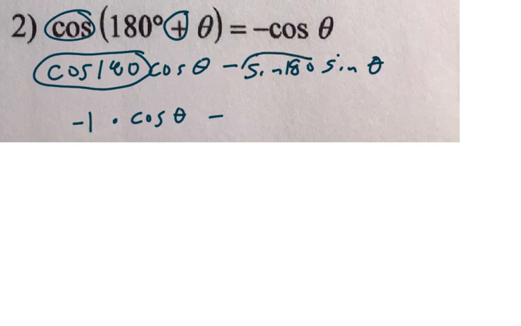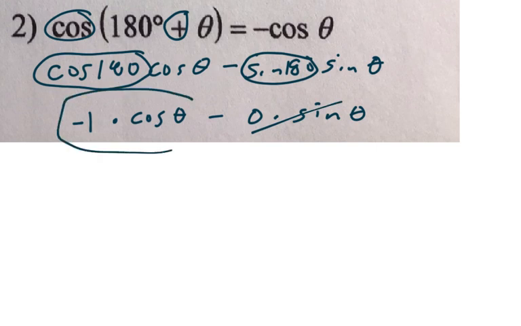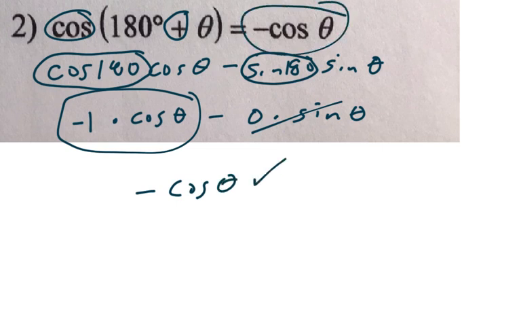Minus, what about the sine of 180 degrees? Well, that happens to be 0. And of course, 0 will cancel out the sine. So all I have left is negative cosine theta, which of course matches what we're trying to prove.